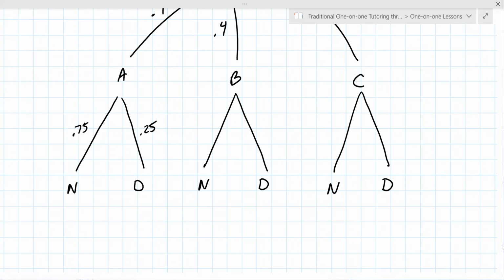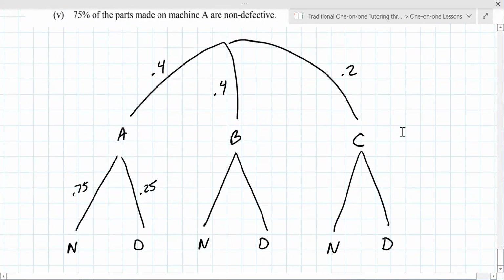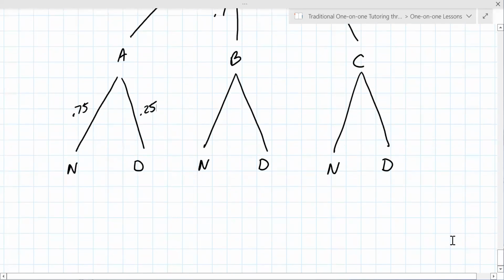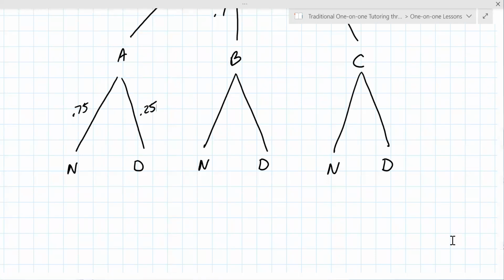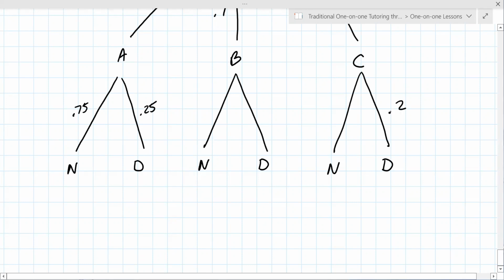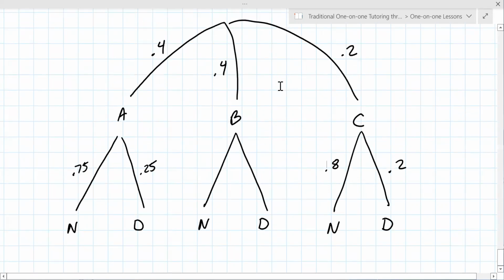We need to go back to IV, where it says 20% of the defective parts were made on machine C. So they're saying that 0.2 were defective here, and that means that 0.8 is there, because each branch has to add up to 1 on its own, while up here there was a triple branch.